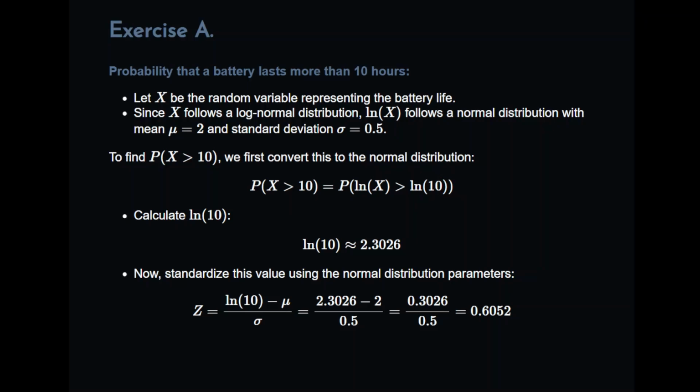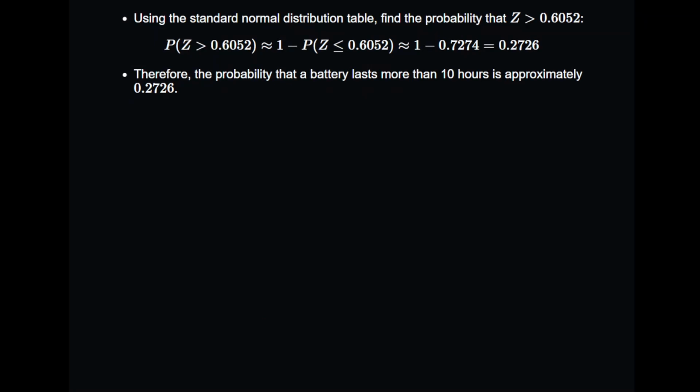So now standardize this value using the normal distribution parameters. This is straightforward z-score stuff. The standardized value is log of 10 minus mu, divided by sigma. That is equal to 2.3026 minus 2, which is the normal mean, divided by 0.5, the normal standard deviation. So we end up with 0.3026 divided by 0.5, and that works out to be 0.6052. Okay, so that is the z-score.